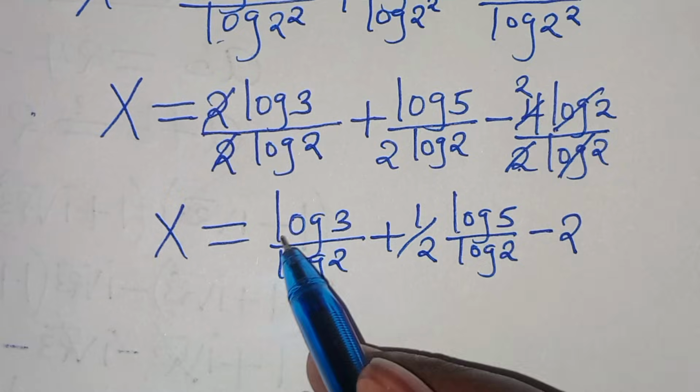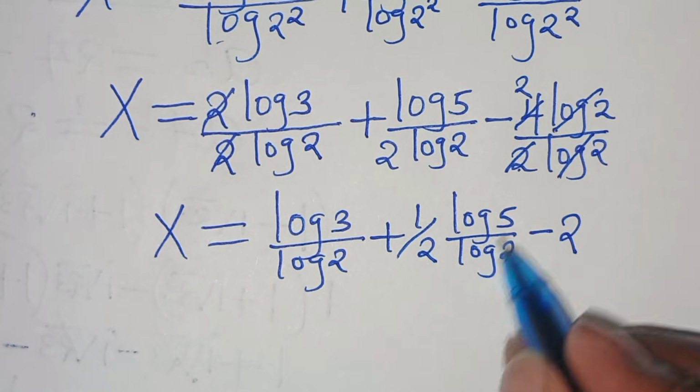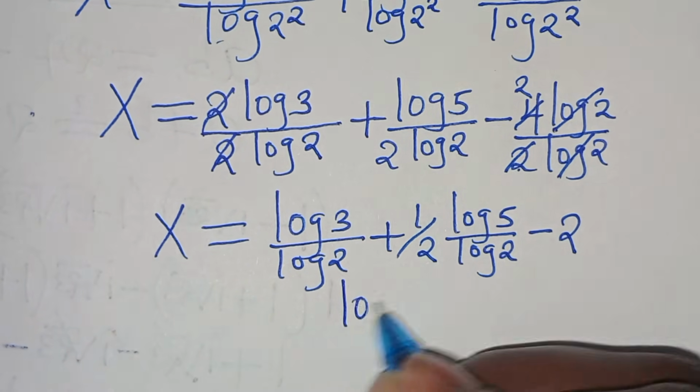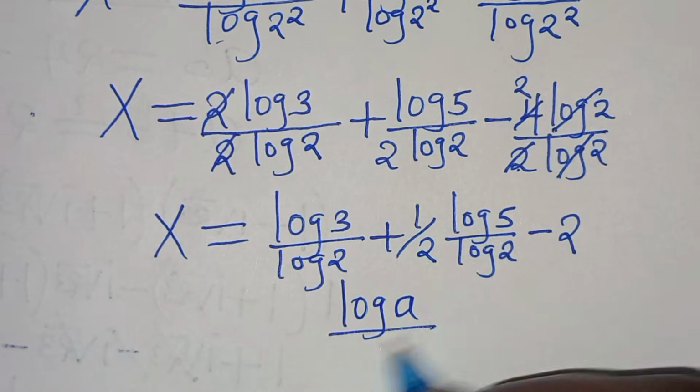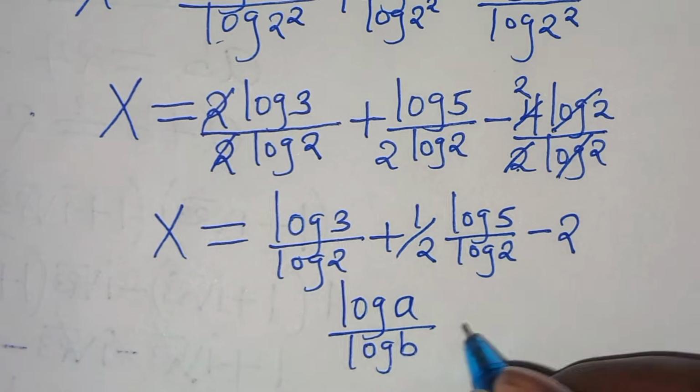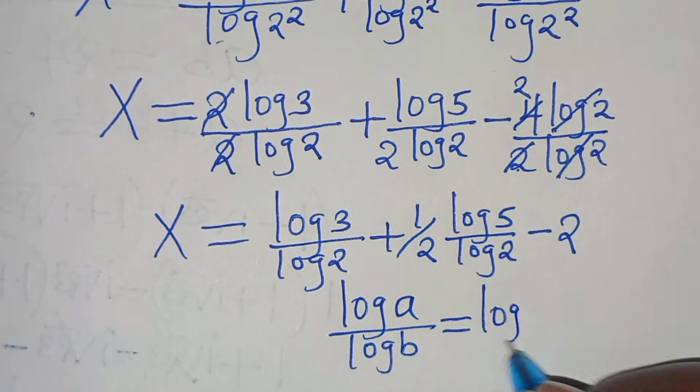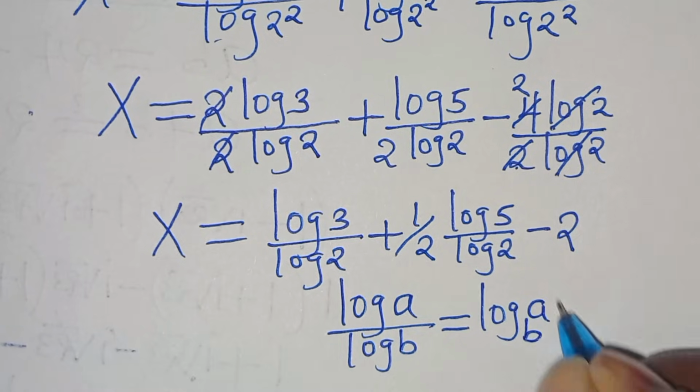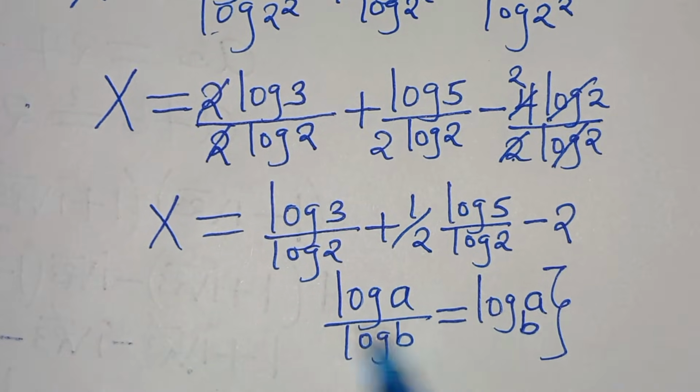The next step is that log 3 over log 2 and log 5 over log 2 are in the form of log A over log B, which we can express as log A to base B. Let's apply this logarithm property.